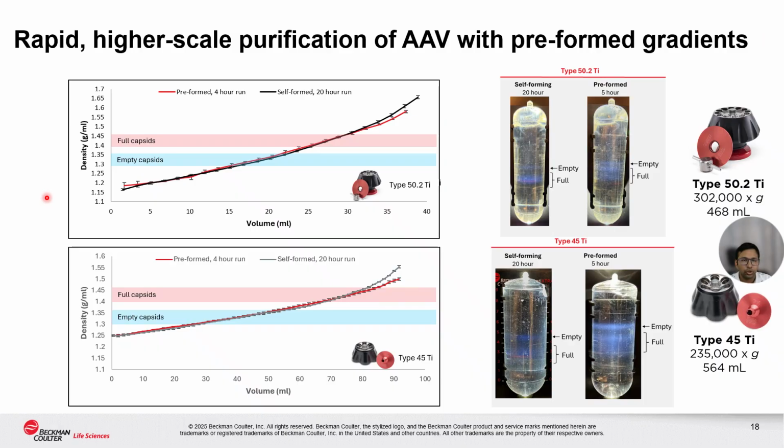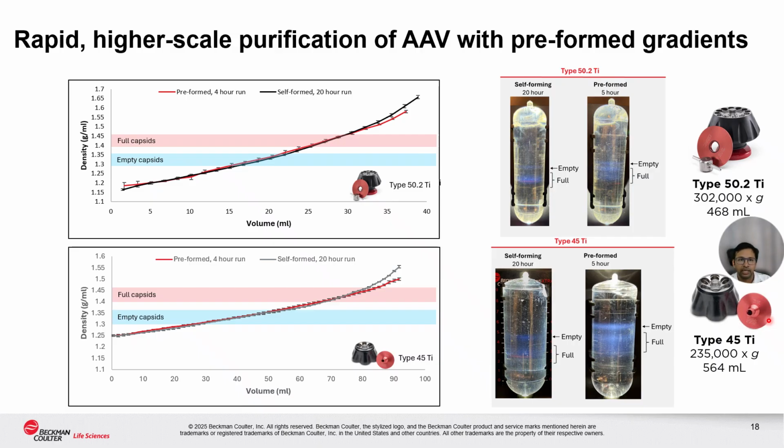So in this final piece of data on cesium chloride gradients, we build off of the data that I've shown you thus far to show that the improvement that we're able to make is scalable. And so we use 2 of our higher capacity ultracentrifugation rotors, the type 50.2, which can take 12 times 39 mil tubes, and the type 45, which is our largest ultracentrifugation rotor, which can take 6 times 94 mil tubes.